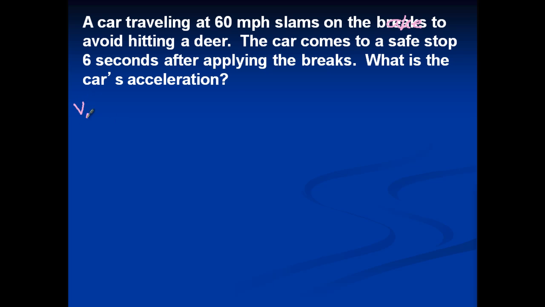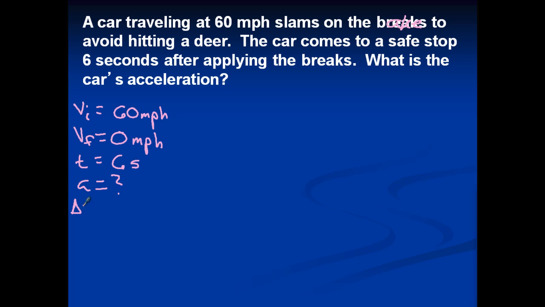So we inventory. Initial velocity, 60 miles per hour. Final velocity. It doesn't actually give us a value for this, but it says the car comes to a stop. And how fast are we going if we're stopped? We're going 0. Time, 6 seconds. Acceleration, we don't know. How far we went, we also don't know. So we want to find the car's acceleration.